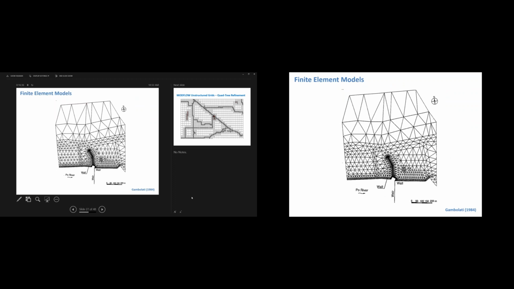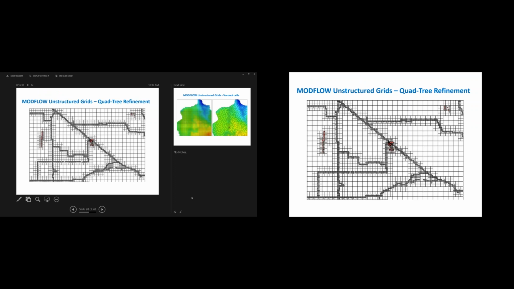We talked about finite elements a little bit. This is more unstructured grid where you know, zoom in and get finer and finer.